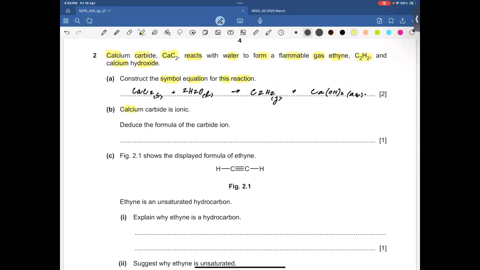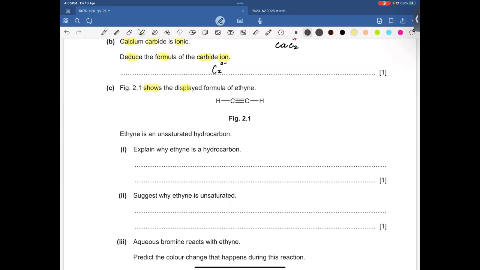Calcium carbide is ionic. Deduce the formula of the carbide ion. Calcium carbide is CaC2. Obviously, calcium has a 2 plus charge. Obviously, this carbide ion has a 2 negative charge, which is why when these charges cancel out with each other, you will get CaC2 as the formula, okay? So that means carbide ion has a formula of C2 2-.